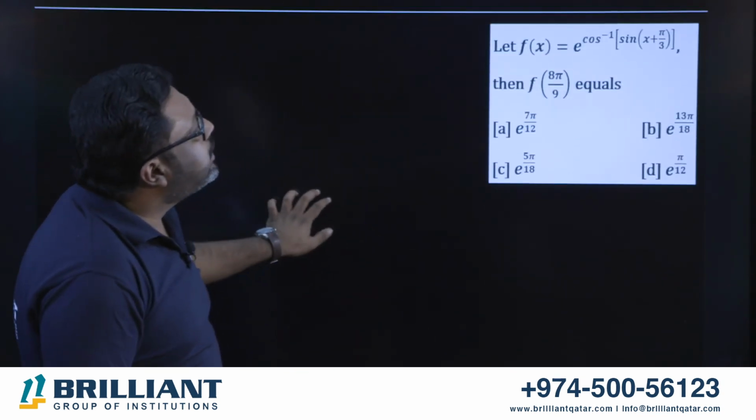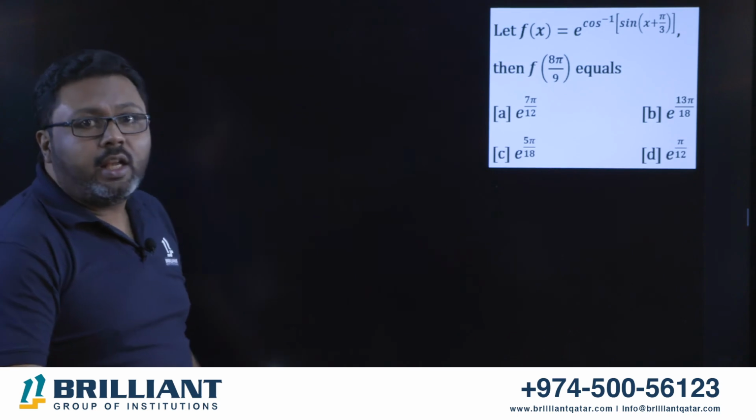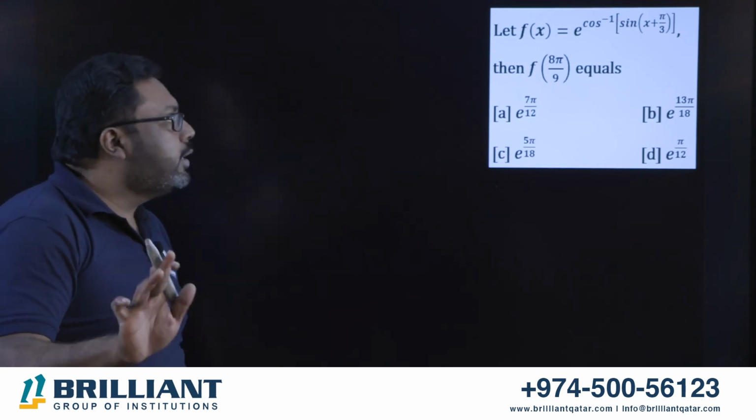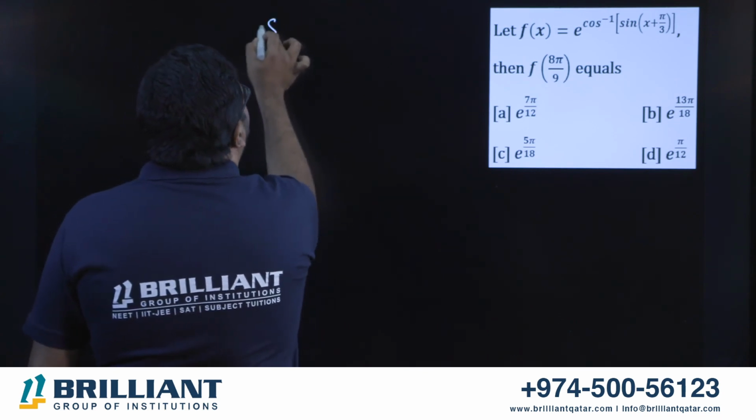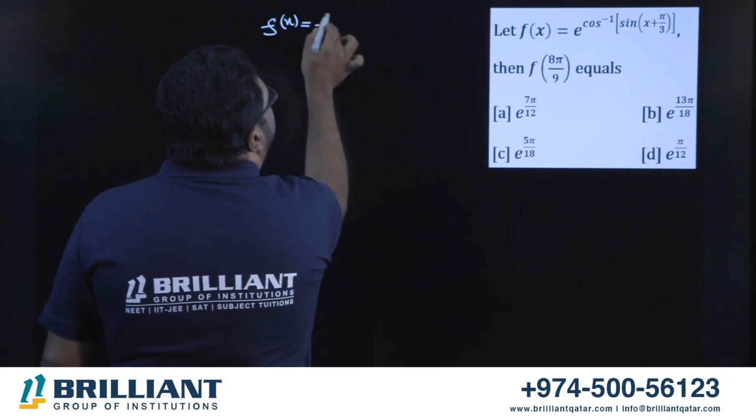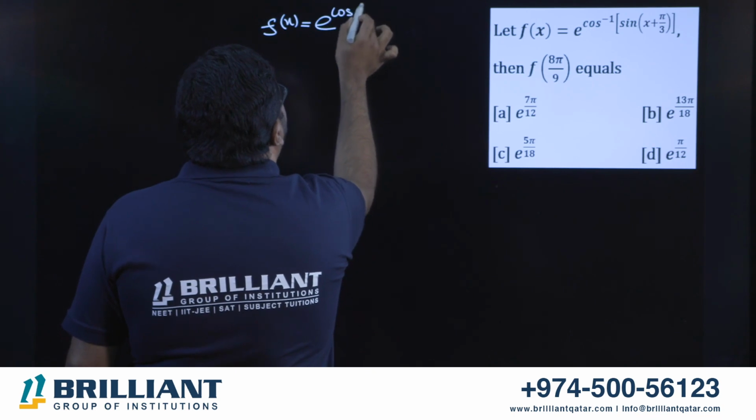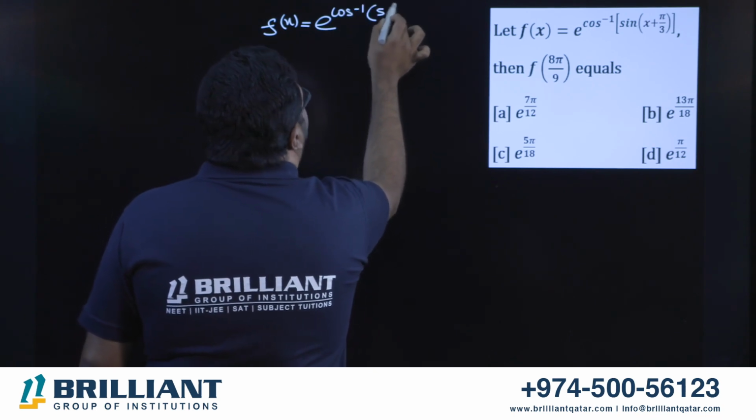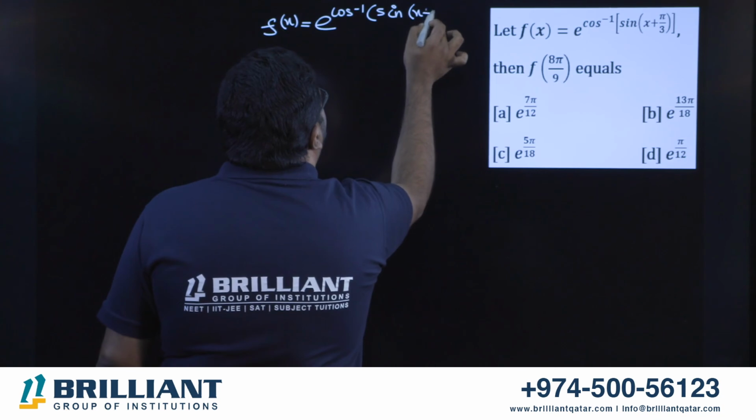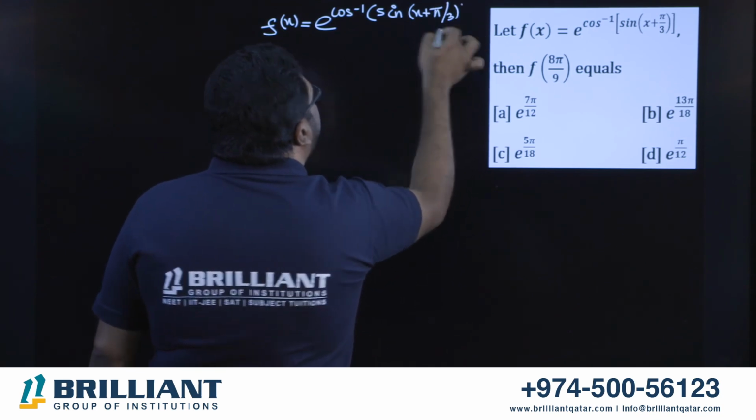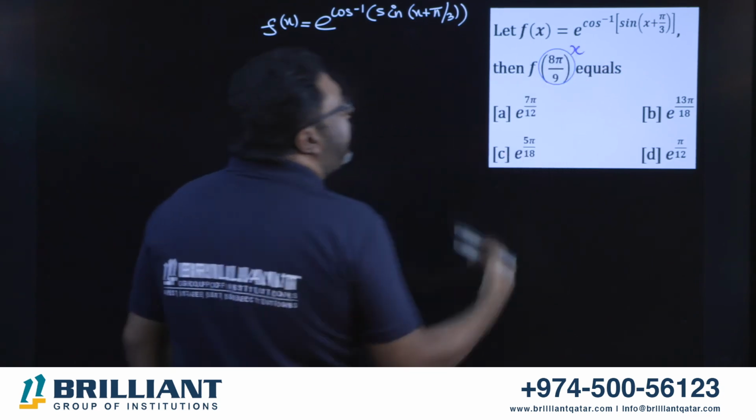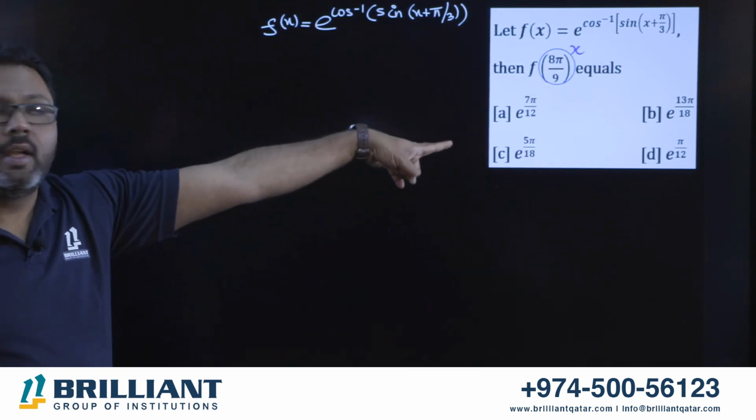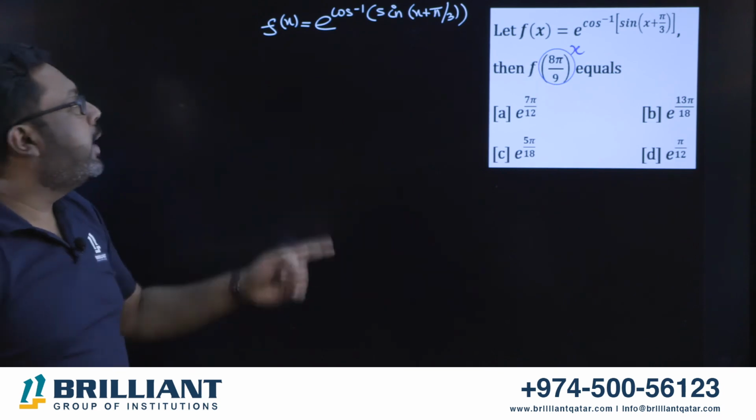Now the next question is f of x is equal to e raised to cos inverse of sine of x plus pi by 3. Note it down, all of you. F of x is equal to e raised to cos inverse of sine of x plus pi by 3. And in the question, it is clearly mentioned to find f of 8 pi by 9. So I can call that as x.